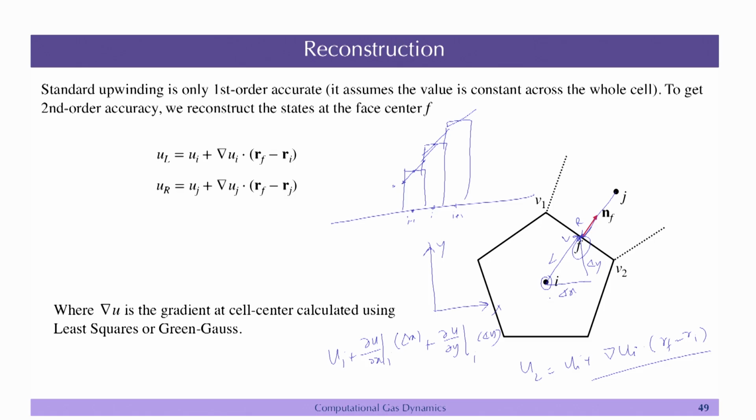Basically, what we are looking at is the gradient del u i and del u j, where this is the gradient at the cell center calculated using least square or Green-Gauss. We are going to discuss two approaches, one called least square, the other called Green-Gauss. These are the two most common approaches used in calculating the gradients for unstructured elements. If you use Fluent, for example, you will have the option to select the least square option or the Green-Gauss option. Let me look at both these approaches one by one.